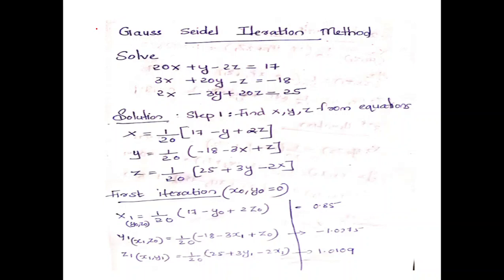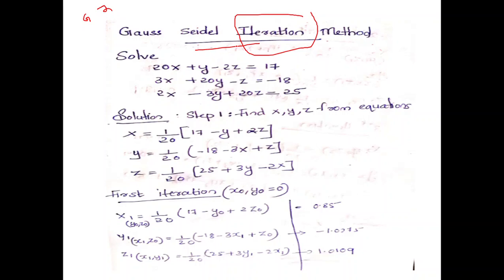The next method to solve the linear equation is the Gauss-Seidel iteration method. In the previous classes we have learned about the Gauss elimination method and the Gauss-Jordan method, right? And the third method is the Gauss-Seidel iteration method. Iteration means putting in some values and getting an answer, and then putting it in again and again.